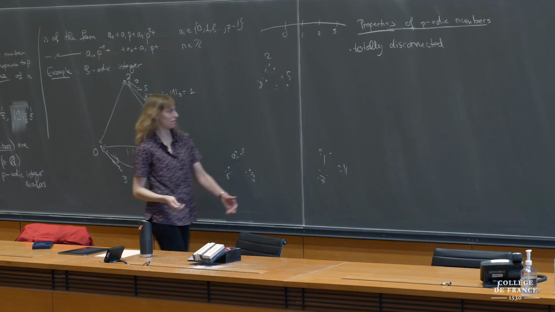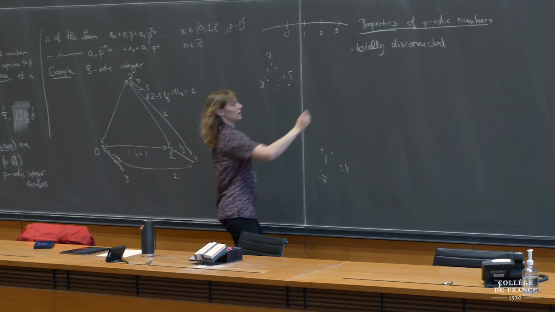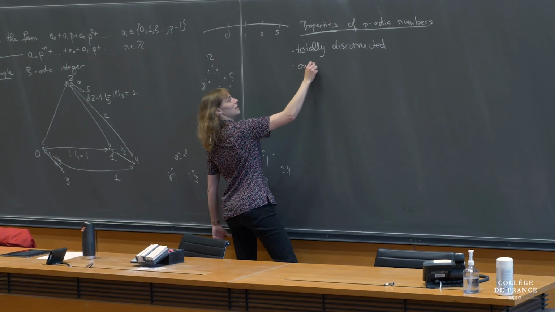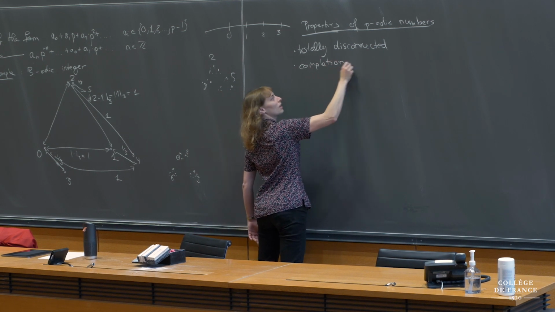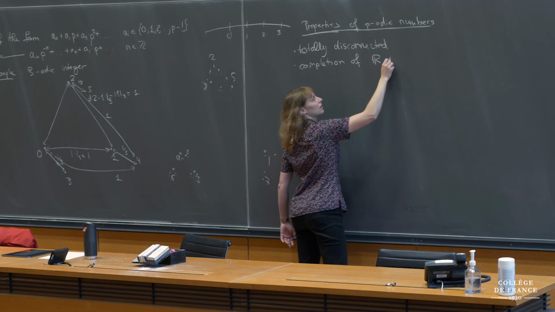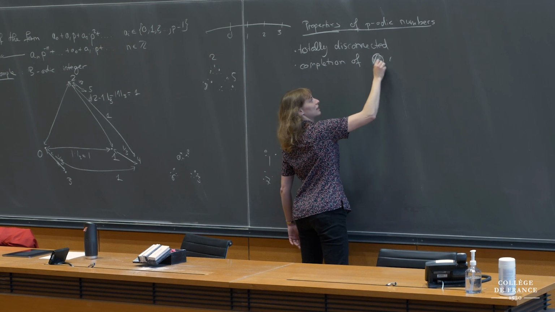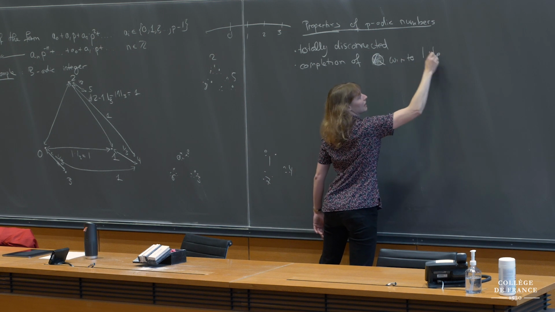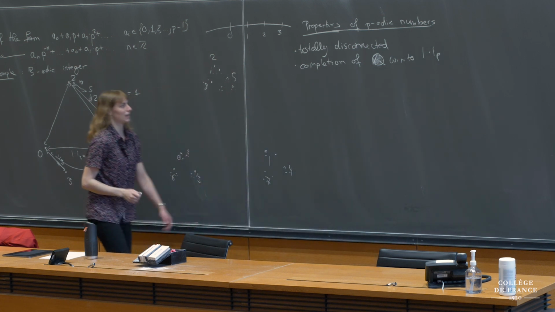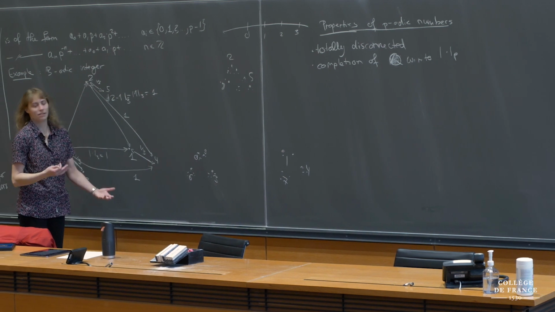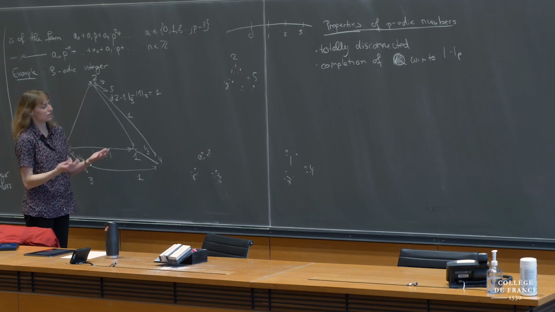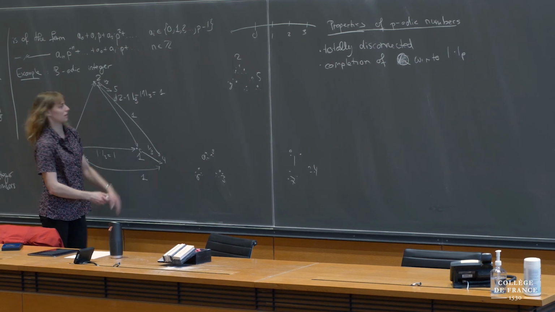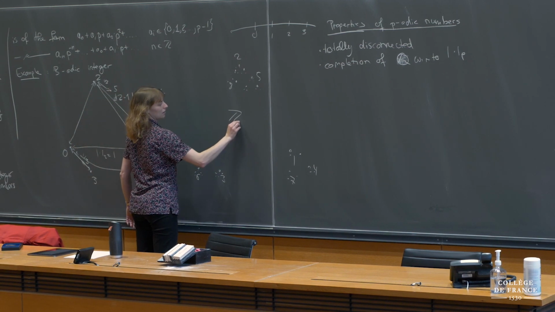So even though it's also a completion of Q, let me write this down as well. It's a completion of the rational numbers with respect to this weird p-adic norm rather than the regular absolute value. So it's very similar to the real numbers, but the topology, the picture looks very, very different. So that's the p-adic numbers.